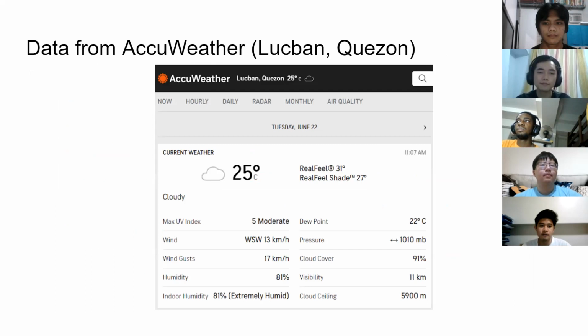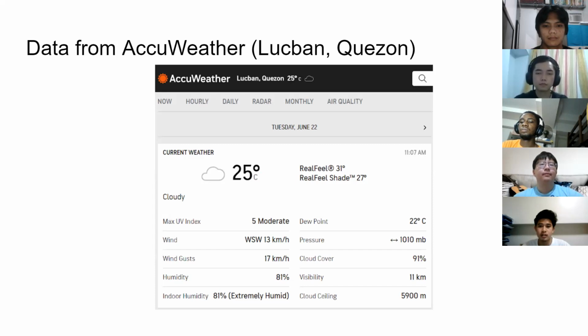So next we have Lukban, Quezon. At 11:07 a.m., we recorded a temperature of 25 degrees Celsius and a dew point of 22 degrees Celsius. We also have a humidity of 81%. Converting this, we have 77 degrees Fahrenheit for our dry bulb temperature, and our dew point is 71.6 Fahrenheit.